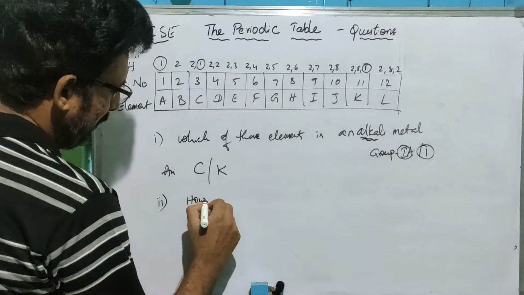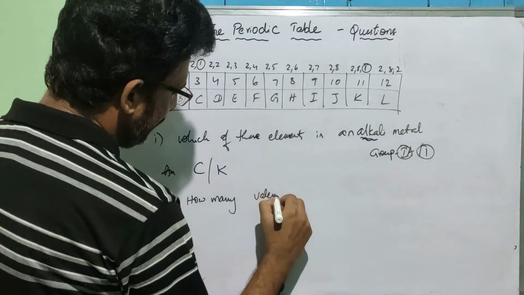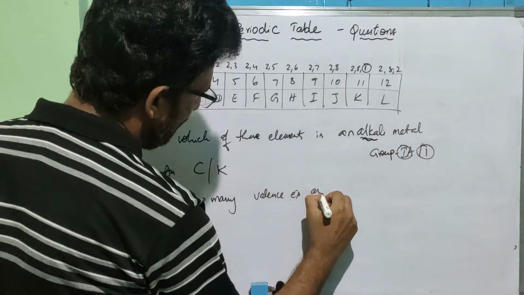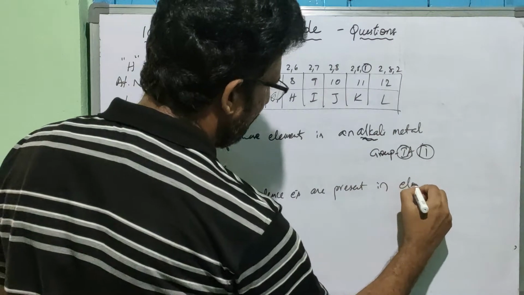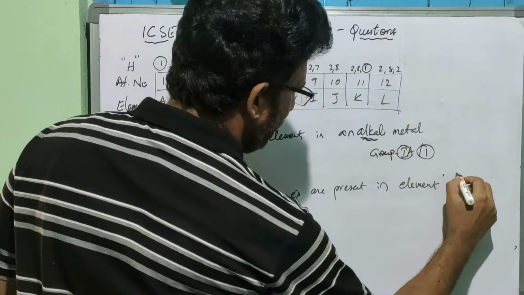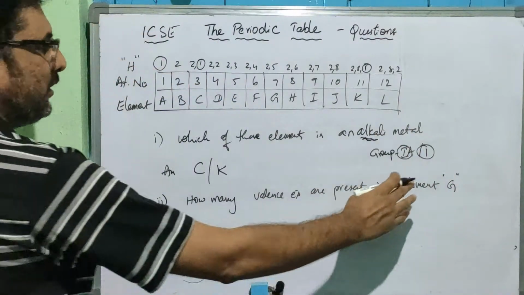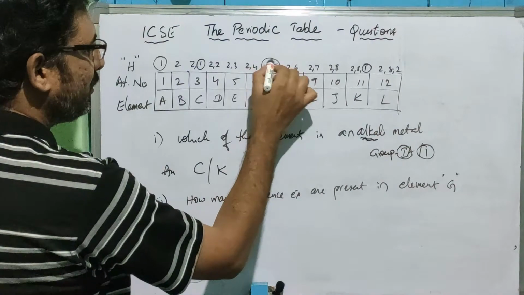How many valence electrons are present in the element, let's say it is G. Now, so where is G here? So G is here, and you can see its electronic configuration is 2, 5.